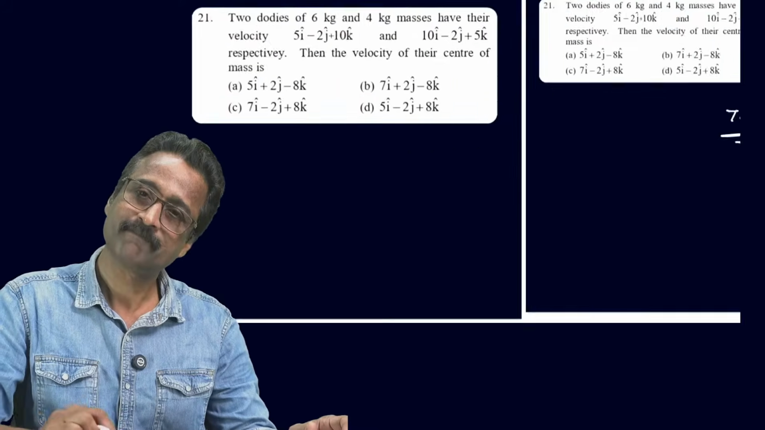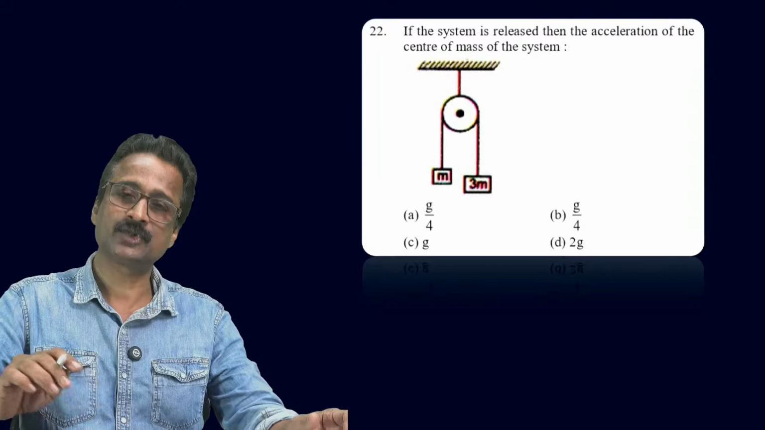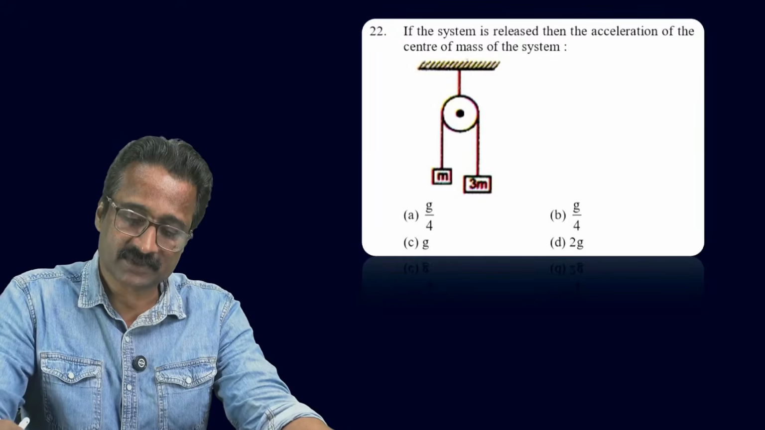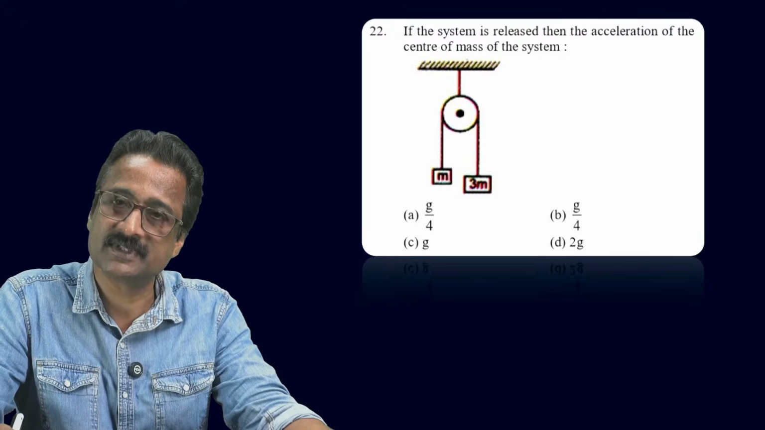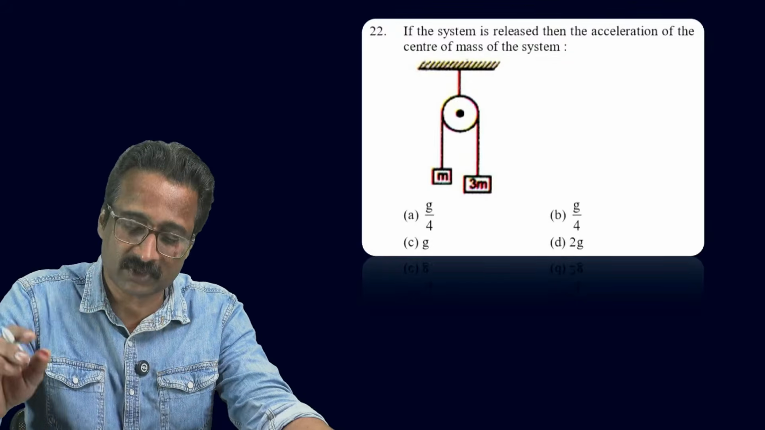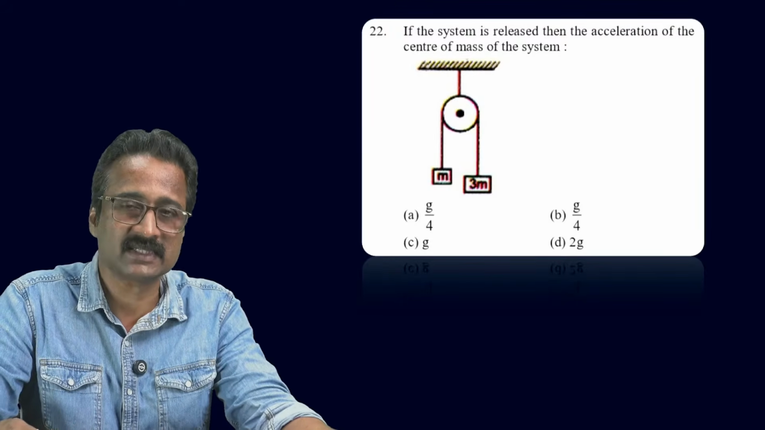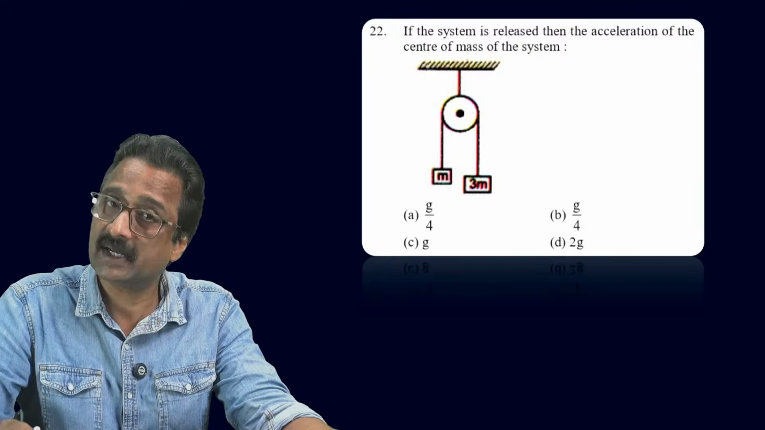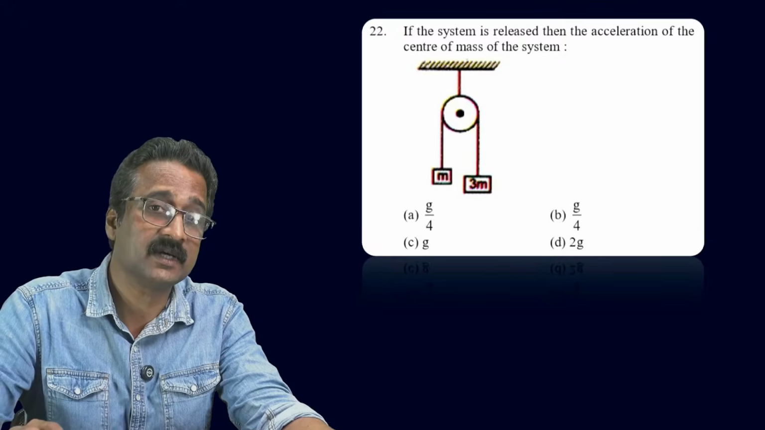21. I move on to question number 22. If the system is released, then the acceleration of center of mass of system will be. It's a two-body system. M on one side, 3m on the other side. You know that the system will accelerate under gravity. But they ask you, what is the acceleration of center of mass?